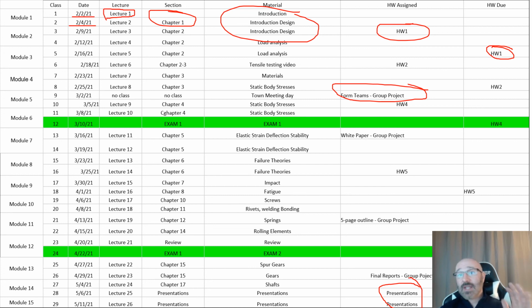So this is tentative, but I've tried to break this down as structured as possible. There may be something where I get feedback from you guys and decide like you're really interested in tensile testing. So we spend an extra lecture talking about tensile testing and related applications. So it might bump things around a little bit, or we might go through failure theory a little quicker than we thought and move things around a little bit. But overall, this is the course schedule they're going to follow throughout the semester.